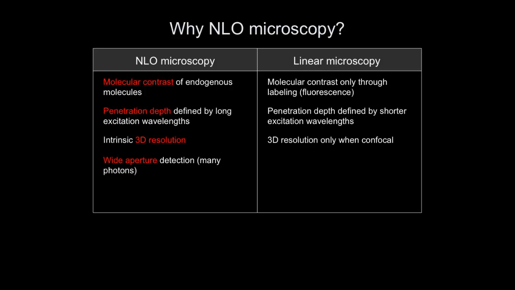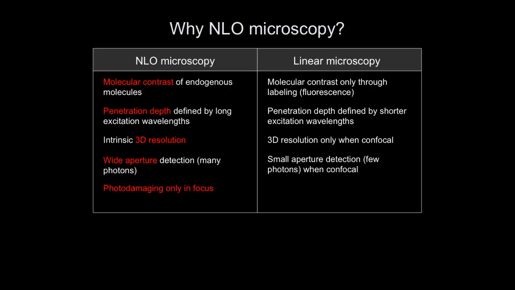There's a wide aperture detection. We just talked about it. That means you actually can detect many photons. The non-ballistic photons can be detected, at least the ones that travel backward and fall into the NA of your detection system. But in the linear microscopy case, if you use a confocal detector, you reject almost all of them, and you only intercept the ballistic photons, which is very little in highly scattering tissues.